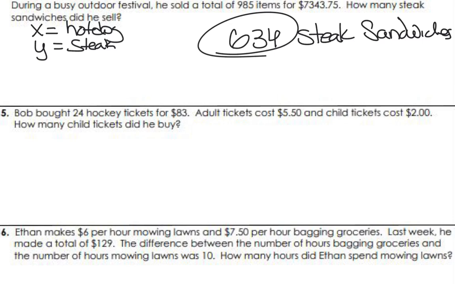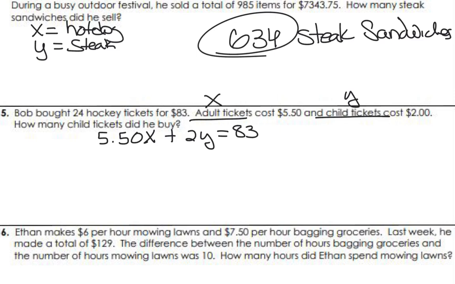So we're going to say that the number of adult tickets is X, and the number of child tickets is Y. So $5.50 times the number of adult tickets plus $2 times the number of child tickets equals your total he spent of $83. And you say, okay, well, that's just one equation. Well, what else do we know about adult tickets and child tickets? Well, he had 24 total tickets, right? So let's say X plus Y equals 24.